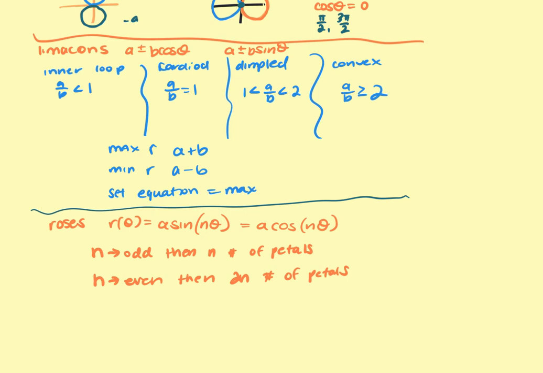If it's even, in addition to whatever symmetry it originally has, it also is symmetric to the pole. So it could have x-axis, y-axis, or polar axis, pi over 2 axis, and pole symmetry. It could have all three of those if it's even.